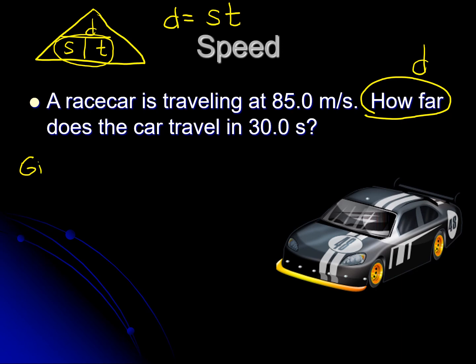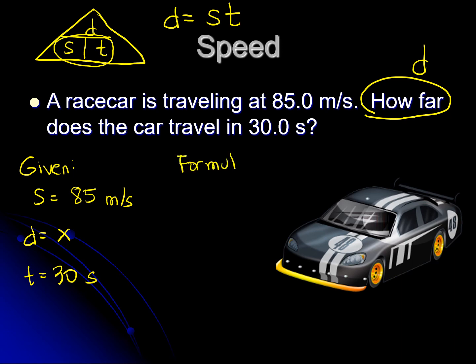So our given here, we have our speed. Our speed is 85 meters per second. Our distance here we don't know. And then time here is 30 seconds. So to solve this one, we will use the formula D is equal to speed times time. So D is X, S is 85, multiplied by 30.